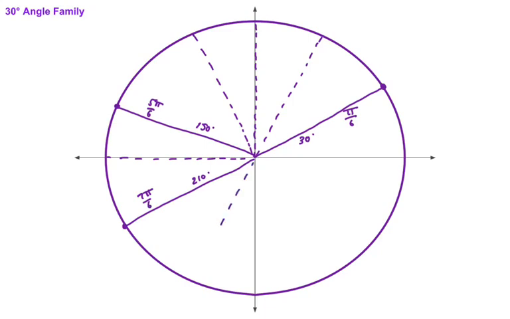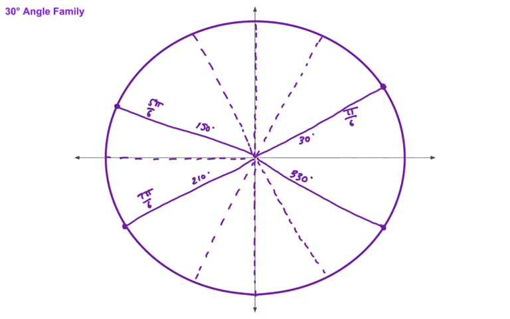The next angle here, that is 240. That's part of the 60-degree angle family. And then the next angle, 270, part of the 90-degree angle family. Next angle here would be 300, part of the 60-degree angle family. So the last angle that's part of that 30-degree angle family, that is 330 degrees.